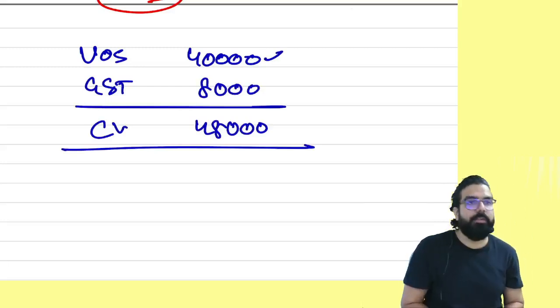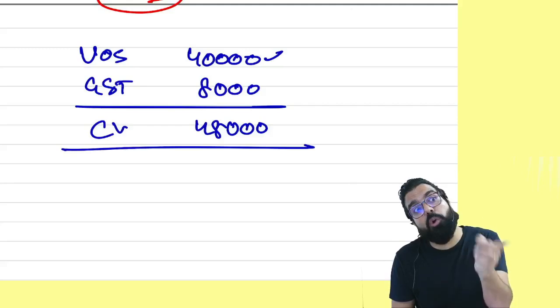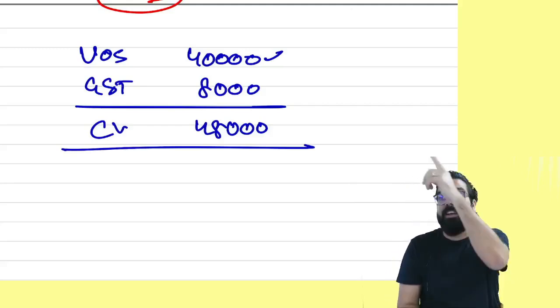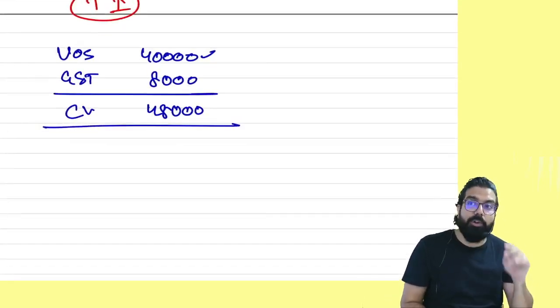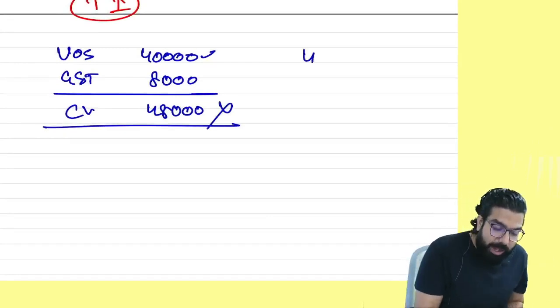48,000 or 40,000? 48,000. Remember, always the consignment value includes GST, and hence in this scenario my question is, is an e-way bill required or not required? Not required.